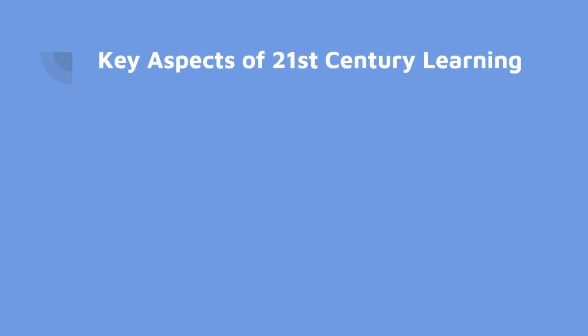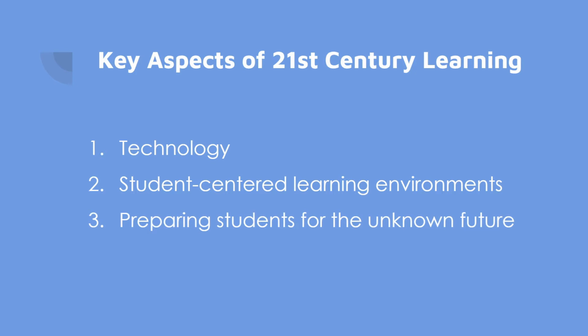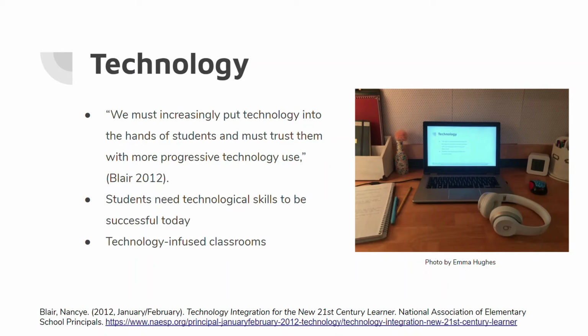Three key aspects of 21st century learning are technology, creating student-centered environments, and preparing students for the unknown future. All of these components should be kept in mind by teachers in order to equip their students for success in the 21st century. According to Principal Nancy Blair, we must increasingly put technology into the hands of students and must trust them with more progressive technology use. This is important to recognize with students of all ages.